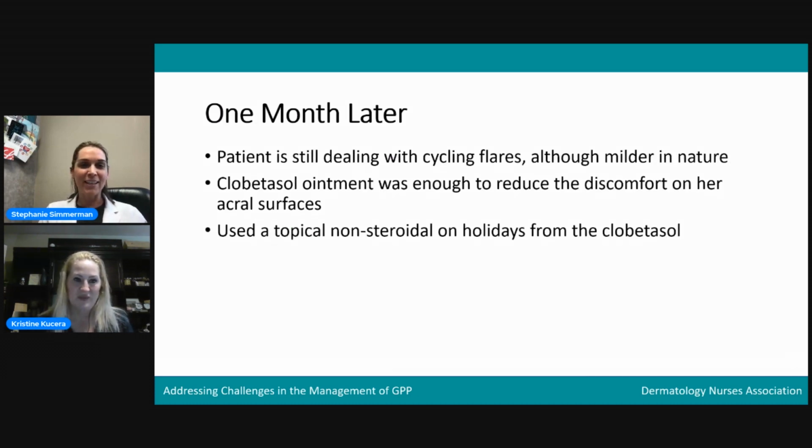All right. So we're a month later. The patient is dealing with some cycling flares, and they're much milder in nature, so we're attributing that to the decrease to every other week with her biologic. The clobetasol was enough to reduce her discomfort on her acral surfaces. And we did use some topical non-steroidals when we were taking the holidays from the clobetasol, to give her the break, what we call pulse therapy. We're going to pulse with the clobetasol, take a break, but I still want you to use something that's going to be anti-inflammatory and hopefully reduce the frequency and how much you need the clobetasol.